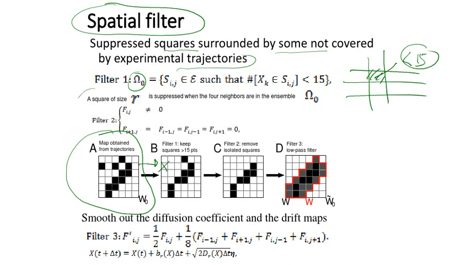The second step here is important because it is there to remove isolated squares. So this is going from B to C. So for example, this square is isolated, so it's going to be removed. And finally, this is a filter which we call filter 2 to suppress this isolated square where they are not surrounded by at least 4 neighbors. And the third one is a smoothing filter.